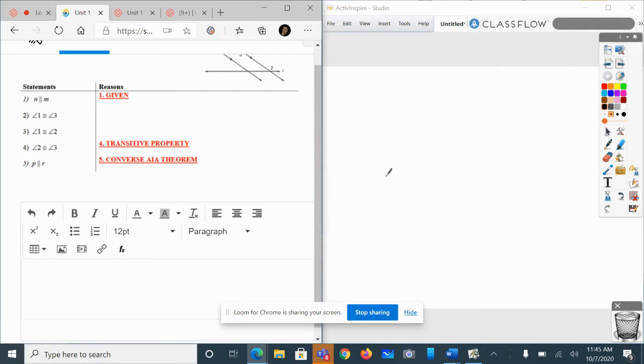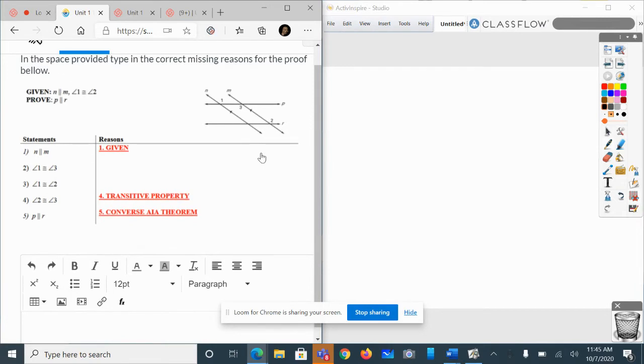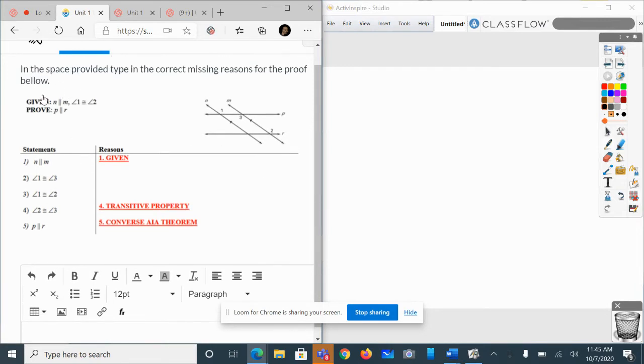Let's continue with the review. This problem here, you need to basically fill in what's missing. They gave you, given is N is parallel to M, and angle 1 is congruent to angle 2. I don't know anything about line P and R except that they are transversals. So I got two parallel lines cut by a transversal, okay? N is parallel to M is given.